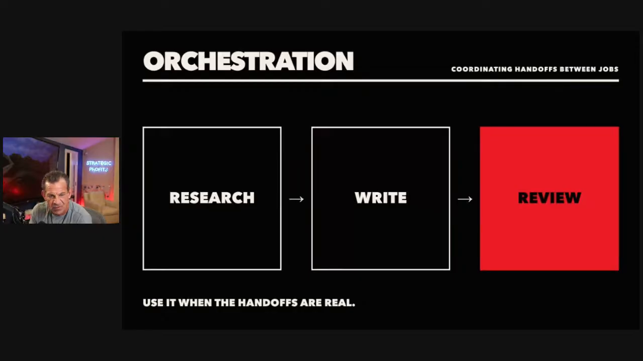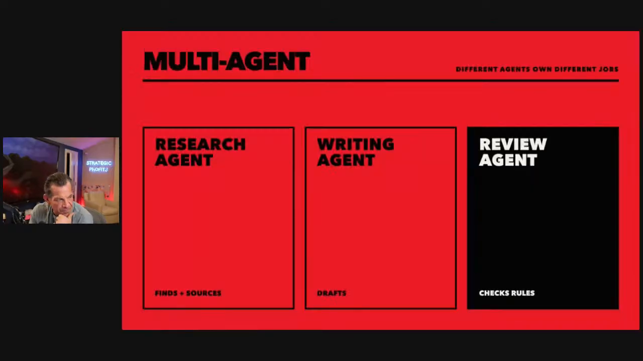Orchestration. Orchestration is a coordination layer. Research hands to writing, writing hands to review, right? Use it when those handoffs are real, not because the word sounds advanced. You need to orchestrate when these things happen. When does it go from research to writing? When does it go from writing to review? What are the benchmarks? When does it happen?